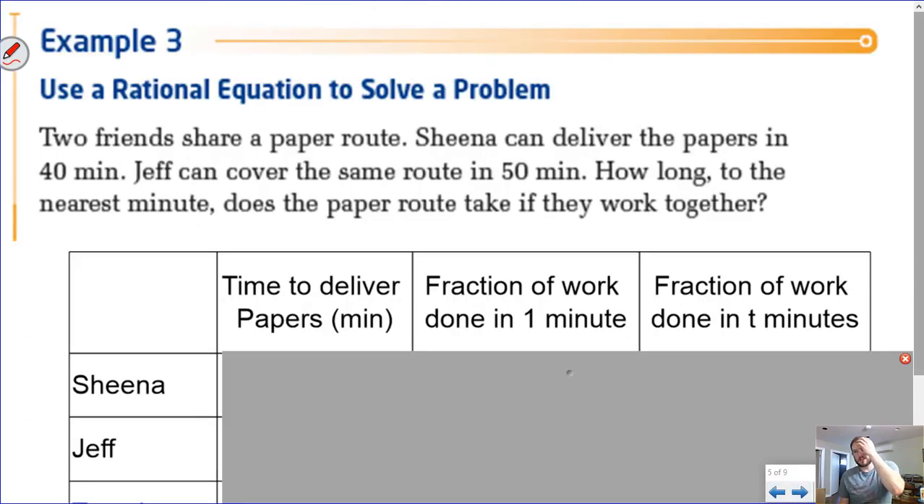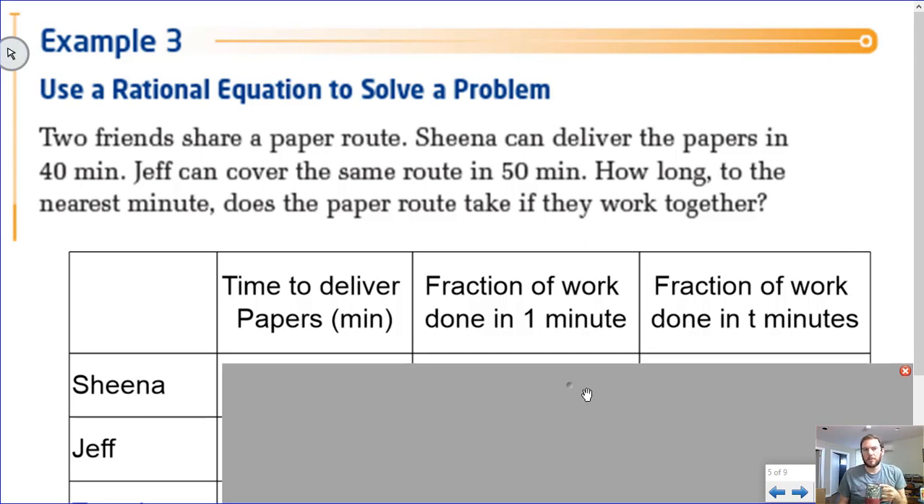Okay, so this, as I was saying earlier, is probably the most interesting part of these rational equations, the word problems, because they're not really intuitive. It's actually kind of a weird type of question, one where the answer doesn't stand out as being very obvious. And we'll take a look at why that is right here.